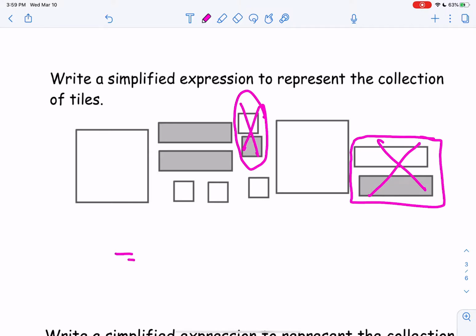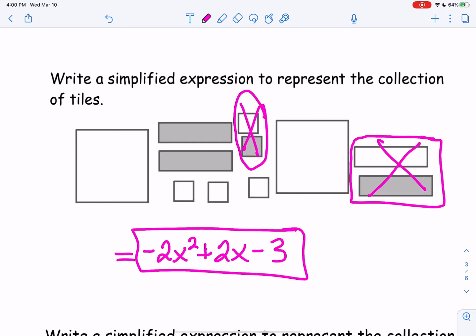And then my answer is going to be writing what I have left over. I have 2 negative x squares plus 2 positive x's minus 3, because I have 3 negative 1 tiles. And that's my answer.